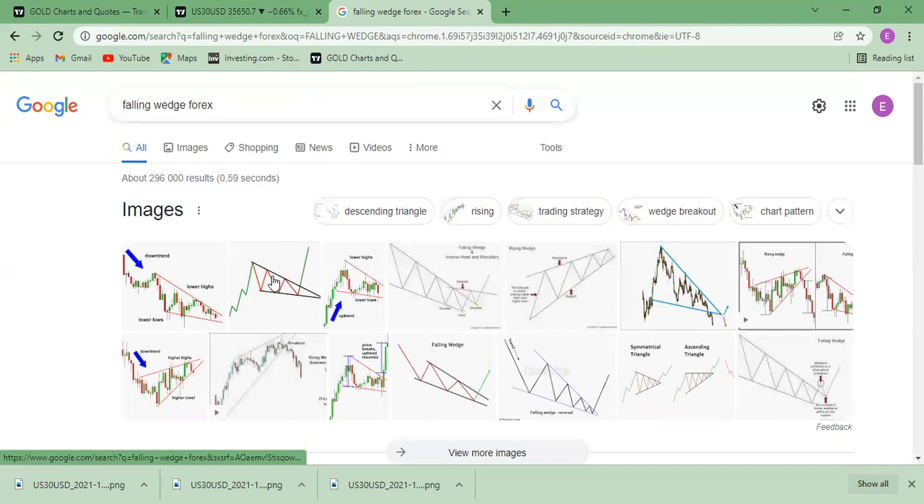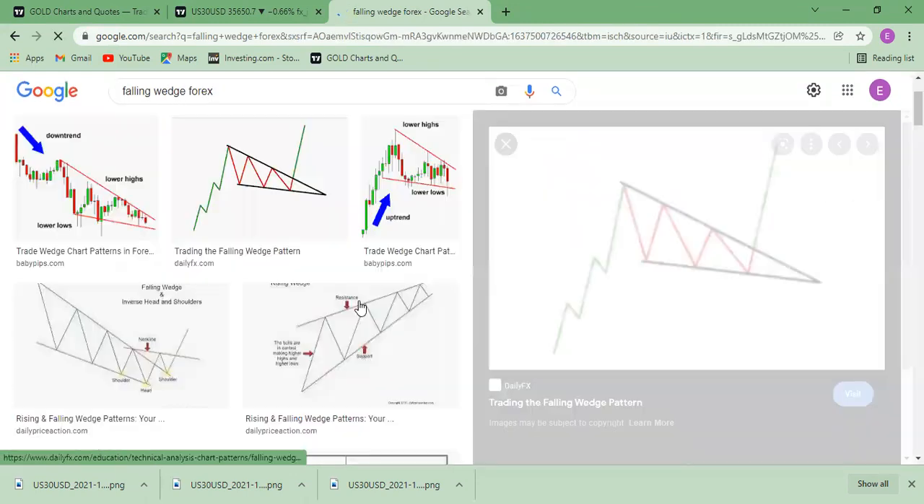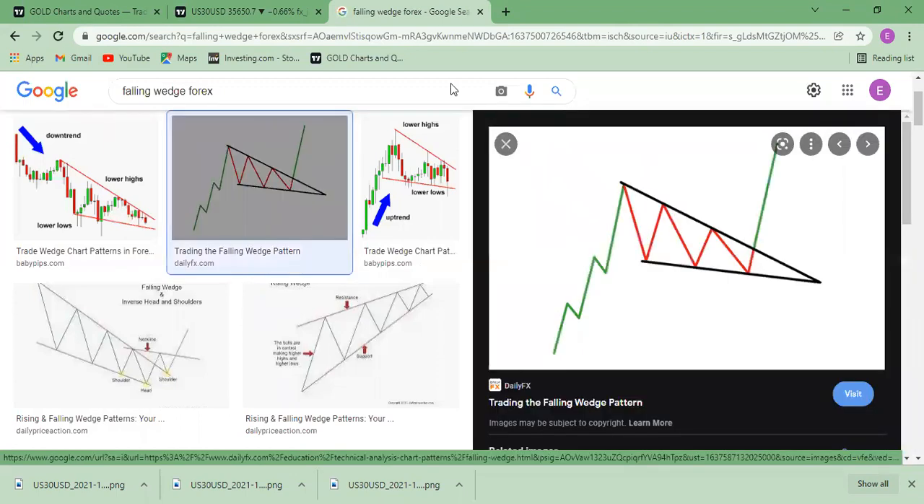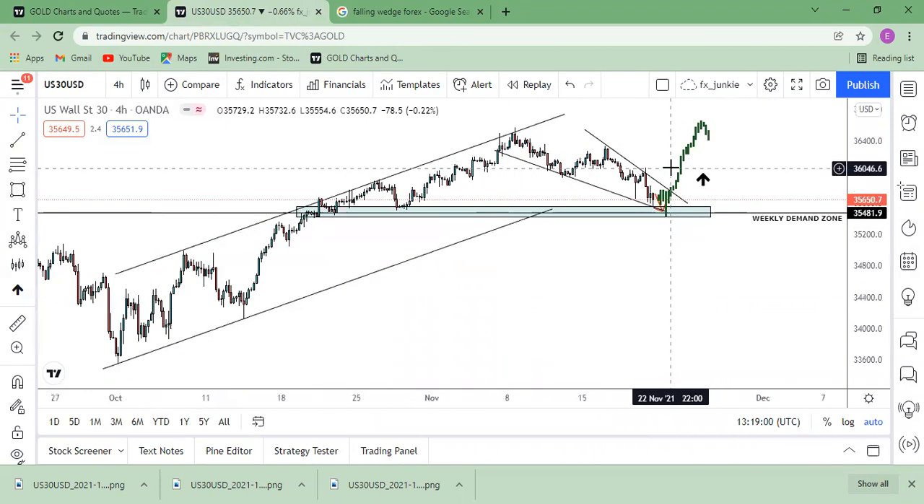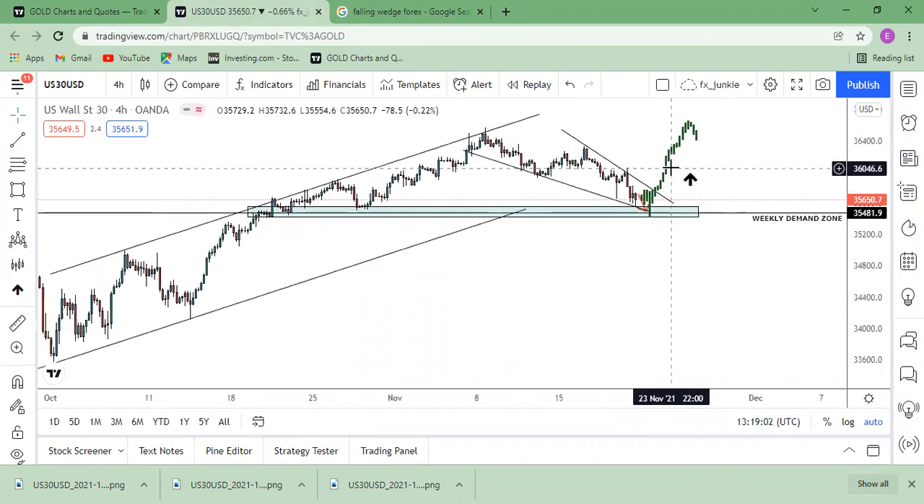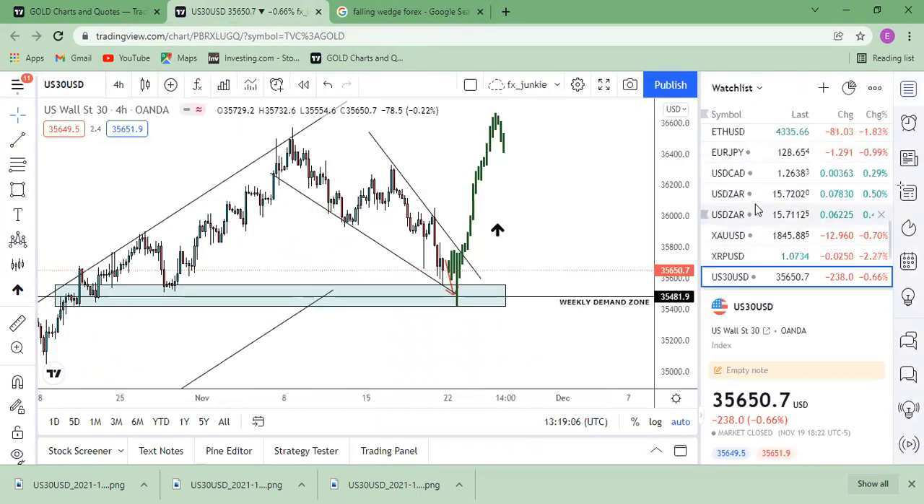Falling wedge for you right there. That's a falling wedge for you. So we're anticipating a bullish continuation. Then I'm gonna move to Nasdaq and see what we can get from Nasdaq.